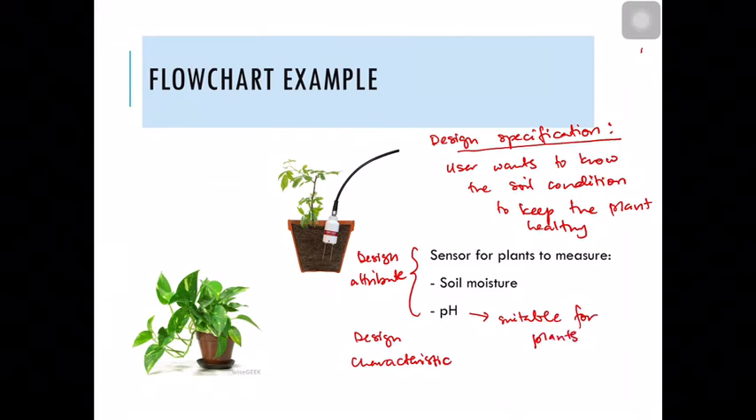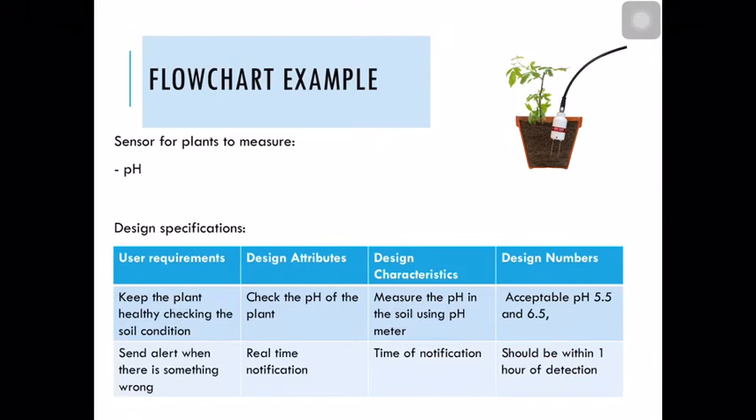Okay, so here we have put it into the table. So here I am just going to focus on the pH sensor. So the design specifications involve the user requirements, the design attribute, and the design characteristic. So for example, you have the user requirement, which is you want to keep the plant healthy by checking the soil condition. And the other requirement is if the soil condition is not optimum, you can send an alert to the user that something is wrong.